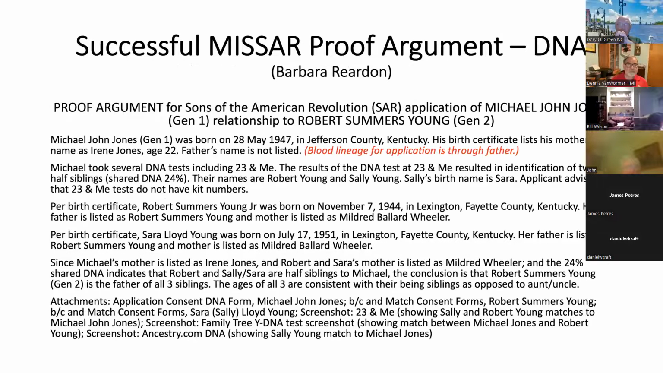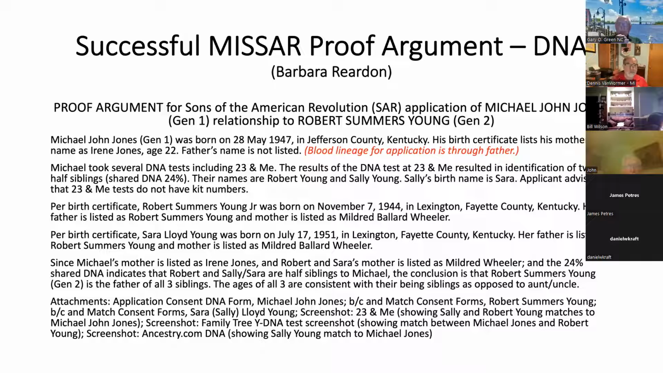Finally, this is a proof argument that we recently did, and in case you want to bring up the point, yes, I do have permission from the compatriot to use the actual names in here. This, as it says, is the proof argument for the application of Michael John Jones, Generation 1, his relationship to Robert Summers Young, Generation 2. You can read the thing.